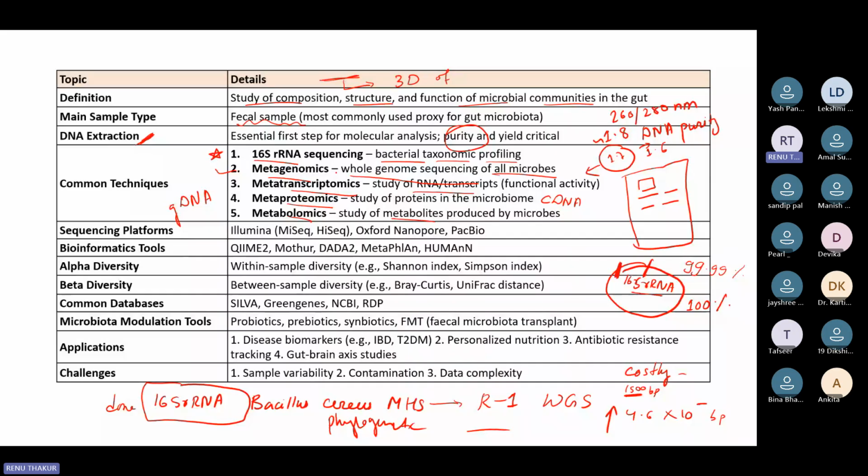So these are the common techniques which people use nowadays. And on top of that, 16S rRNA is the preferred one because it is hassle free, it is cheap, it is quick, it is reliable, you can say. So all those things are associated with this.